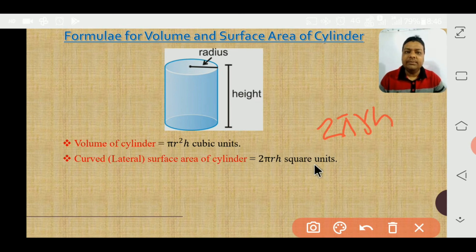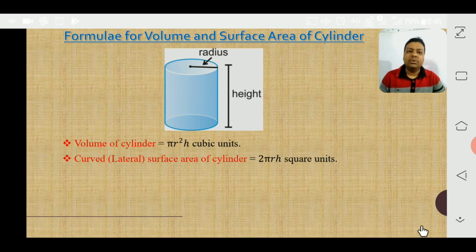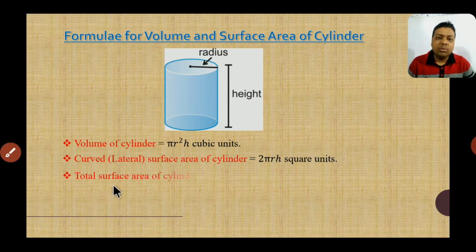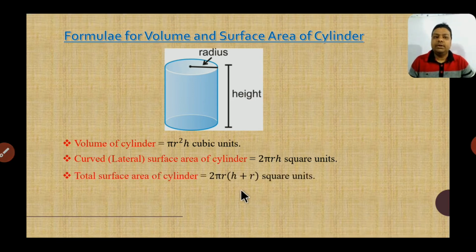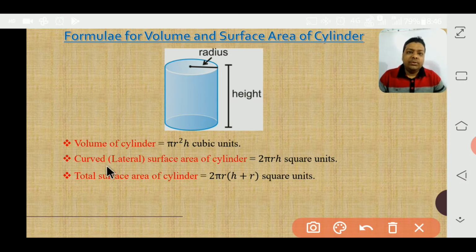You will get the curved lateral surface area. Okay, now what is the total surface area of a cylinder? 2 pi r (h + r) square units. How can we know that this is the formula? You can see here. How to find total surface area?